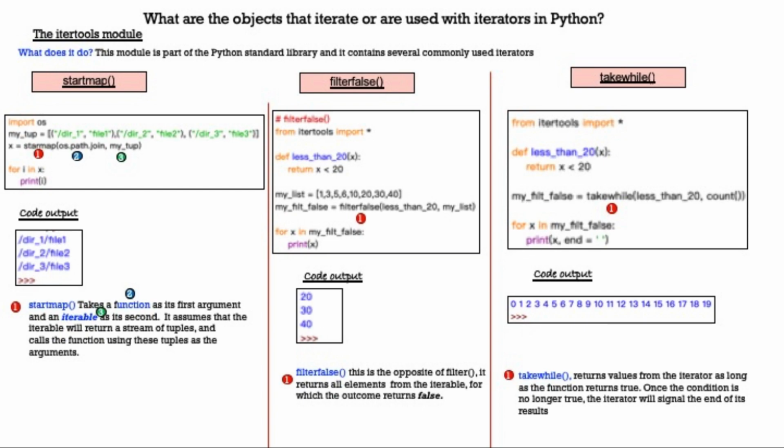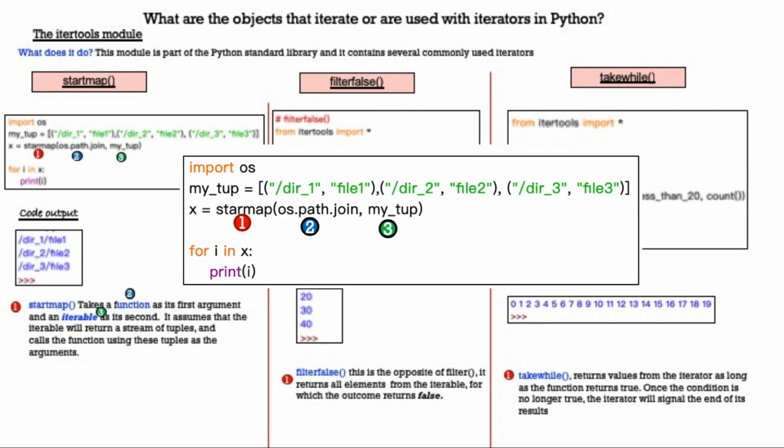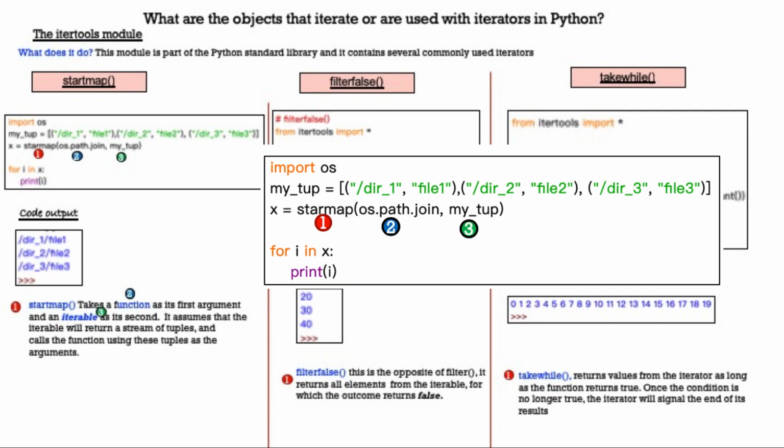Still in itertools, we're going to look at starmap, filterfalse, and takewhile. We'll start on the left-hand side with starmap. Starmap takes a function as its first argument and an iterable as its second. It assumes that the iterable will return a stream of tuples and calls the function using these tuples as its arguments. So we'll look at the code.